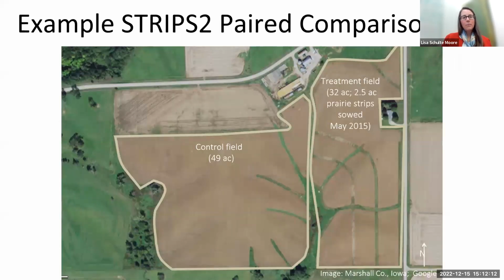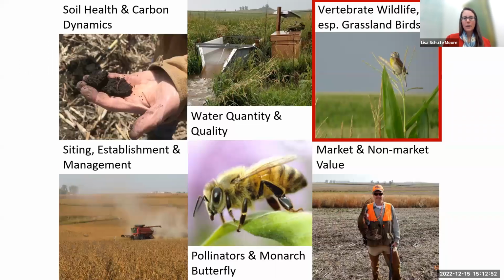And also I want to help you understand the difference in scale of the research that we had conducted at the Strips 1 site versus what we're looking at today. This is evaluation done over a much larger scale. So here's an example of one of our research sites where we have a paired comparison, a control field of 49 acres in size that does not have prairie strips but has grass waterways. And then an adjacent treatment field that has prairie strips, 32 acres in size, including 2.5 acres of prairie strips. So you can see that we're looking at the impacts at a much broader scale, and now this Strips 2 experiment.